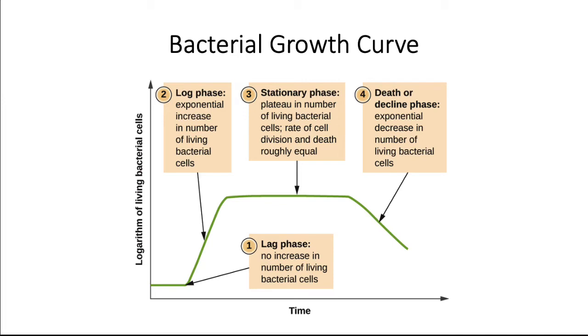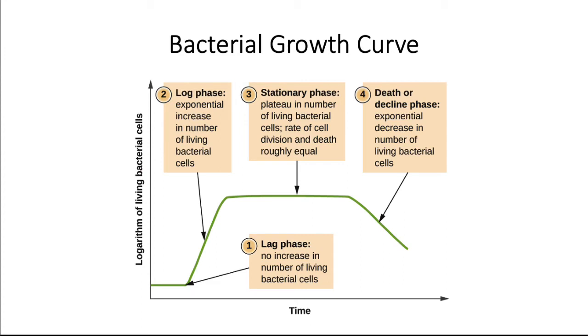The next phase is the log or exponential phase. This is what we were referring to before, of how quickly cells can divide, especially in a very short time. So cells here are happy. They are dividing quickly. So you're going to observe a logarithmic, an exponential increase in the number of cells.